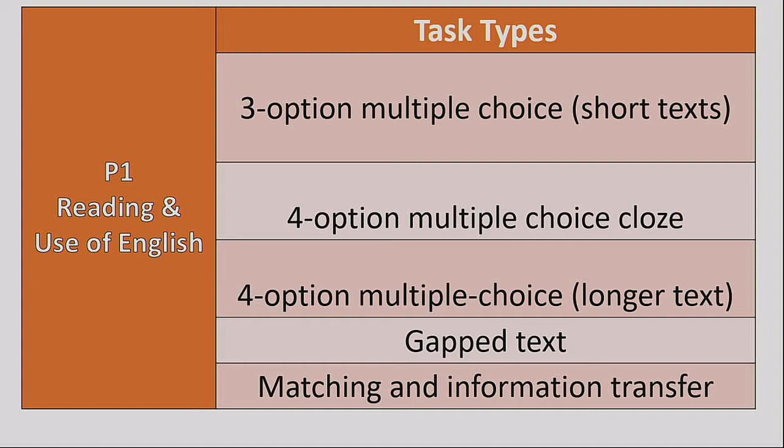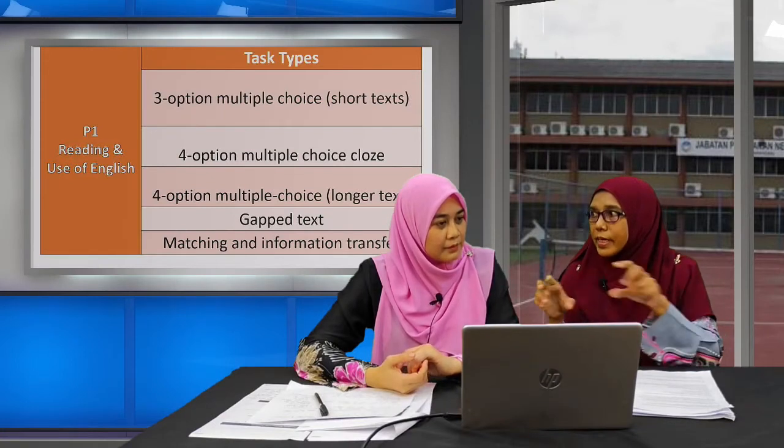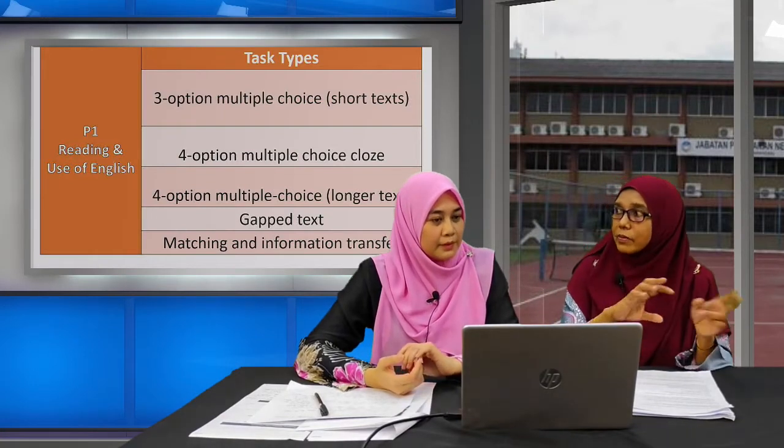Then part 2 is 4-option multiple choice cloze. Just now it was 3 options, A, B, and C. Now it is A, B, C, and D. It has a passage with blanks, and students have to understand what should be in the blanks based on the clues.